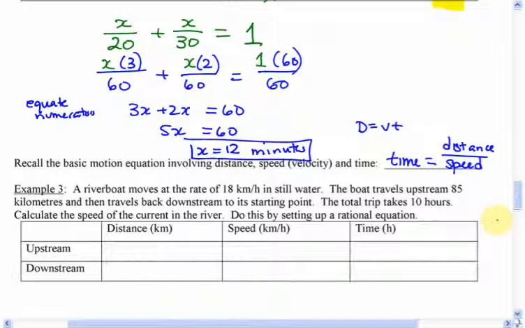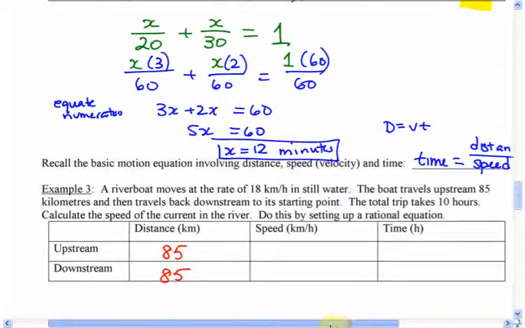And so you might have seen this question before in your grade 10 notes. I just copied it here and cut and paste. But we'll try to solve it a different way. So we've got a riverboat and it moves at a rate of 18 kilometers per hour in still water. Still water meaning no waves. The boat travels upstream 85 and then travels downstream 85. So can you help me figure out the distance upstream? That's just 85. Downstream, 85 again. Here's where it gets interesting. It says the total trip takes 10 hours, and I want you to calculate the speed of the current.